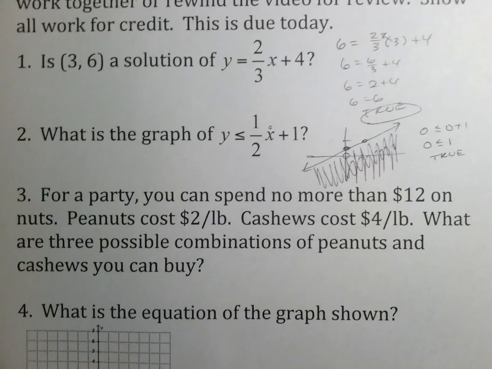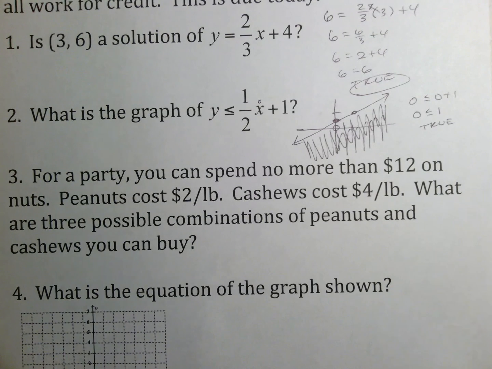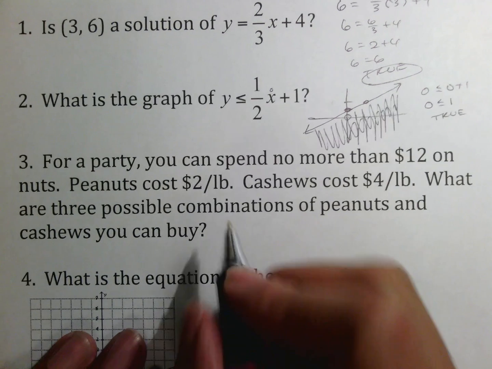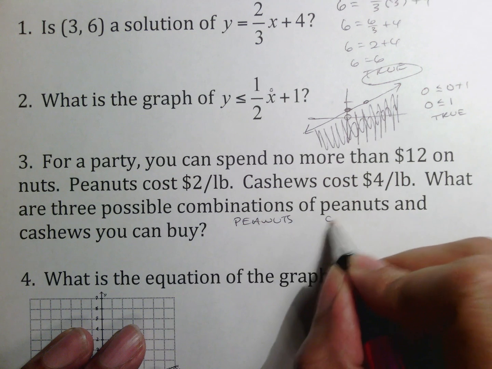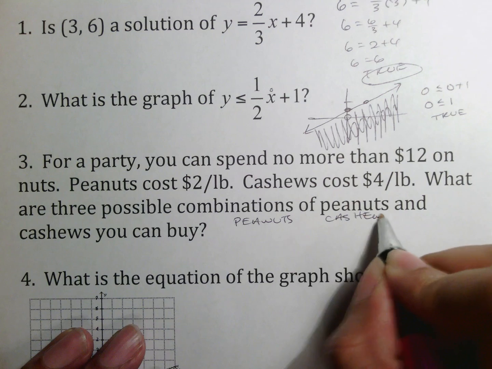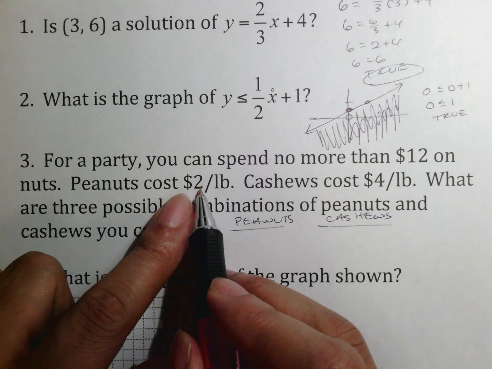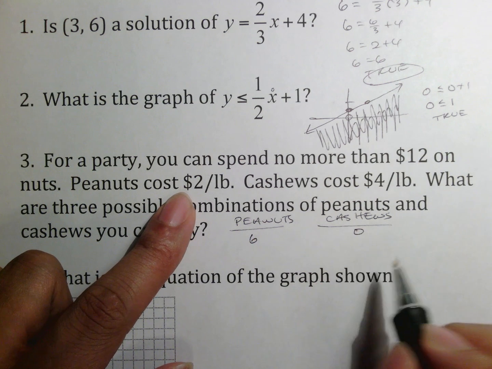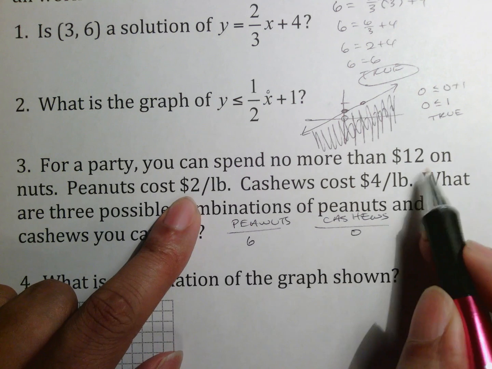Number 3 talks about a party where you could spend no more than 12 bucks. Peanuts cost 2 per pound, cashews 4 per pound. They just want 3 possible combinations, peanuts and cashews. Honestly, I would just start with the obvious. If you're talking peanuts at $2 per pound and you can spend no more than 12, I would say 6 pounds of peanuts, 0 pounds of cashews is one thing that works, right? Because 6 pounds of that is going to be 12 plus 0.